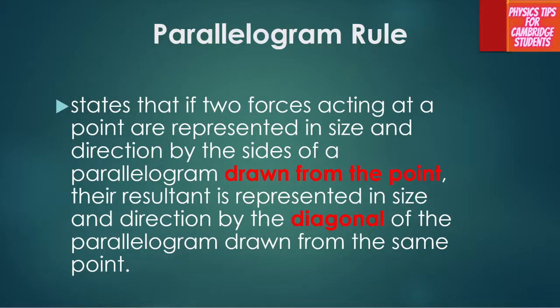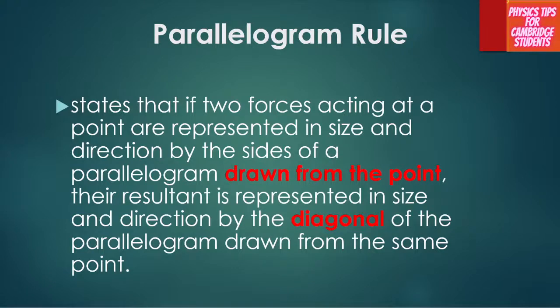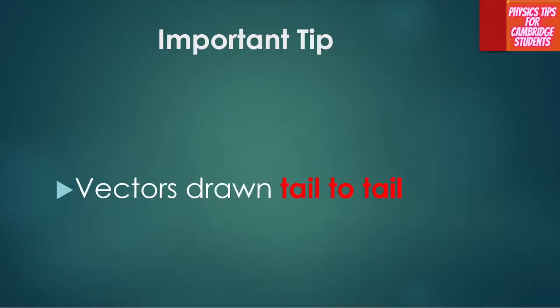Now, the parallelogram rule itself states that if two forces acting at a point are represented in size and direction by the sides of a parallelogram drawn from the point, their resultant is represented in size and direction by the diagonal of the parallelogram drawn from the same point. So the diagonal is drawn from the same point, that is where you have the tail to tail, which I stressed at the beginning. Now, the thing to note here is that the vectors have been drawn tail to tail.